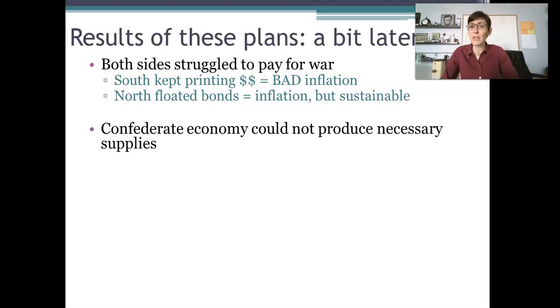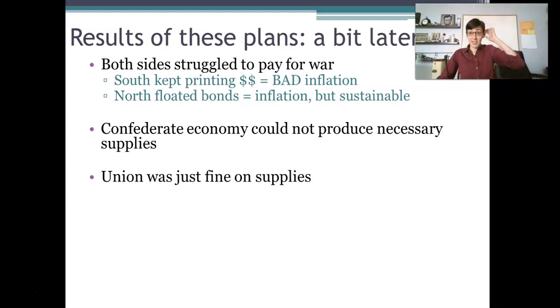The Confederate economy could not produce the necessary supplies. Again, not diversified. The whole institution of slavery formed the backbone, the foundation of their economy. And slavery in wartime doesn't work. It doesn't allow for that versatility that the Northern diversified economy allowed for. And you need to be versatile in war. So the Confederate Army just couldn't keep up.